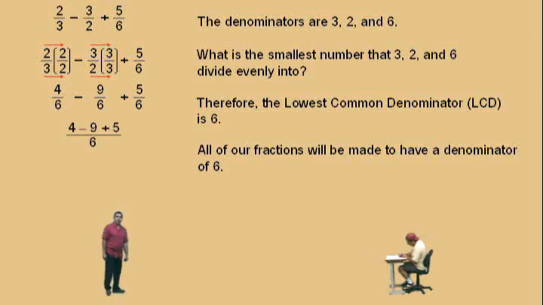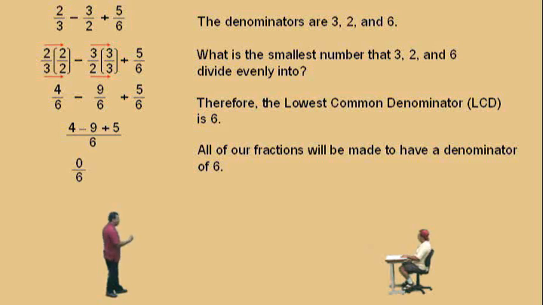4 subtract 9 plus 5. Now, 4 subtract 9, don't get scared, Charlie. Remember, use some kung fu. Hey, we want 4 subtract 9, but what's 9 subtract 4, Charlie? 5. So if 9 subtract 4 is 5, 4 subtract 9 is negative 5, right? So 4 subtract 9 is negative 5 plus 5 is what, Charlie? 0. So our numerator is 0, our denominator is 6.